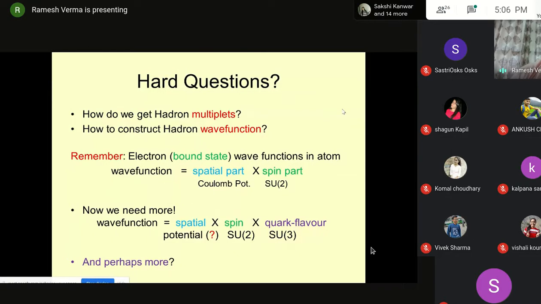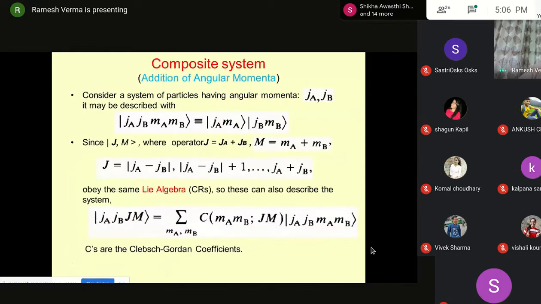For that purpose, let me remind you what we did for the case of addition of angular momentum. Consider a system of particles, any particle, and all of us have probably done this in our master's degree somewhere. That is addition of angular momentum. How do we do it?